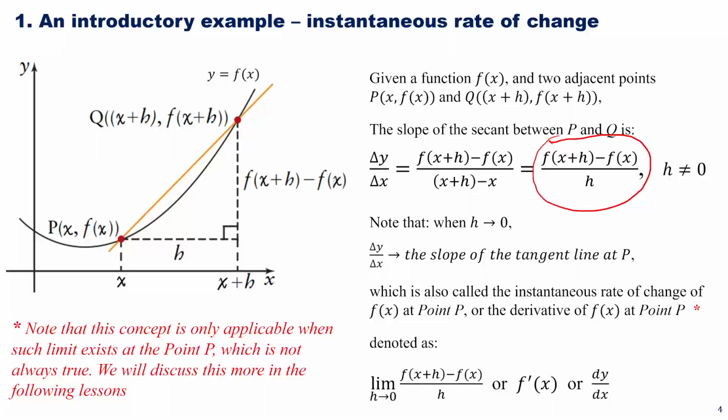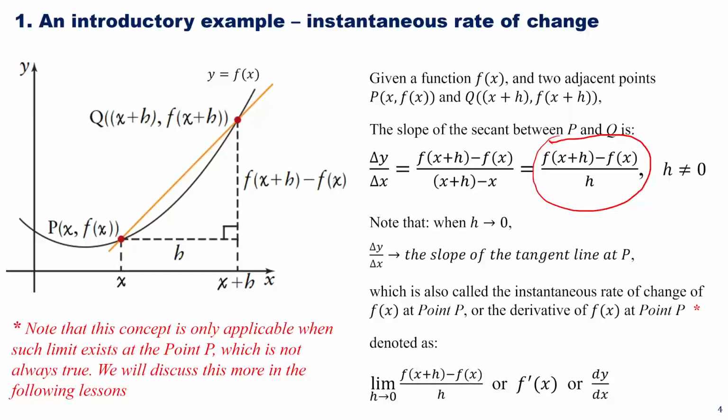Also note that when h approaches 0, delta y over delta x will approach the slope of the tangent line at point P, right? In that case, Q is as close as possible to the point P. So when h approaches 0, that means the distance between these 2 points is very small, but they are still different points.